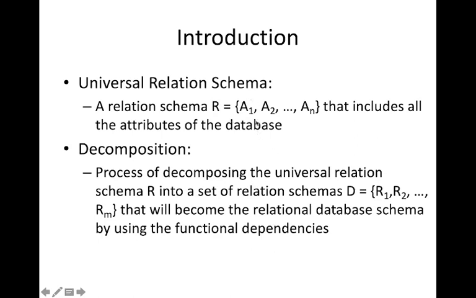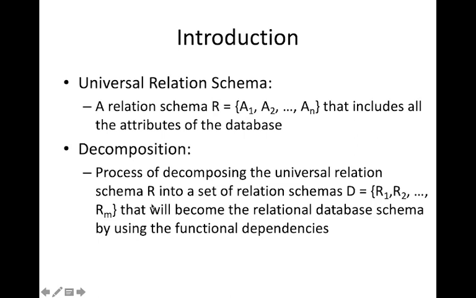So we have a set of functional dependencies and we have this universal relation. Based on those functional dependencies, and we have already studied the normalization procedure, we will follow those normalization procedures. We will apply the functional dependencies, and using them, we will decompose this universal relation into R1, R2, etc., Rm. So this is known as decomposition.